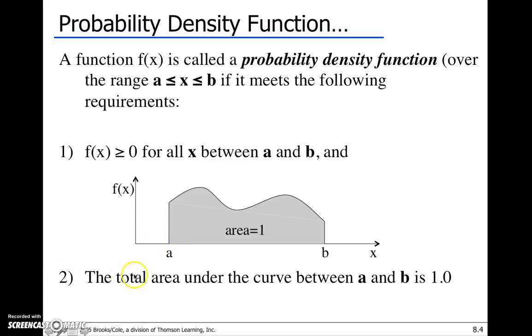2. The total area under the curve, that is between a and b, is 1. As shown, the shaded area here is equal to 1. These two conditions being met speak to the probability density function. Once these conditions are met, the function is said to be a probability density function.